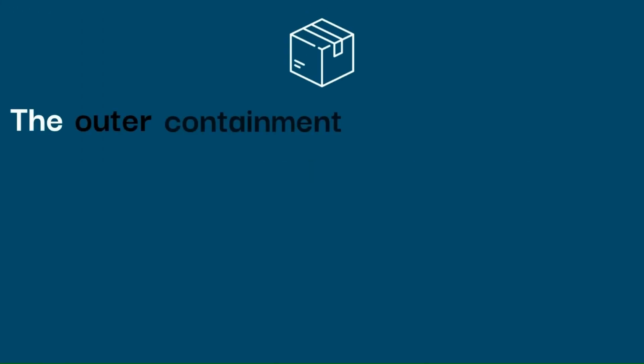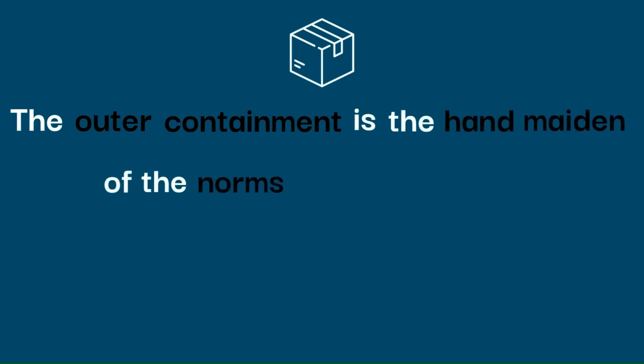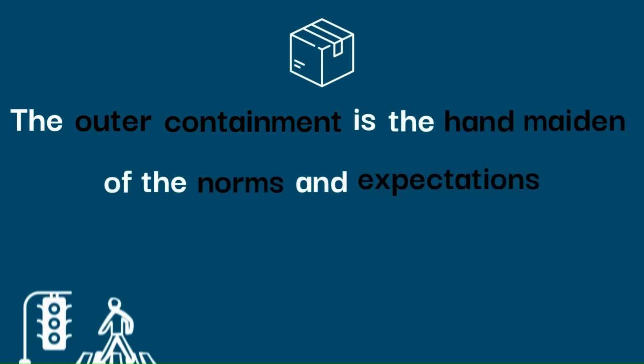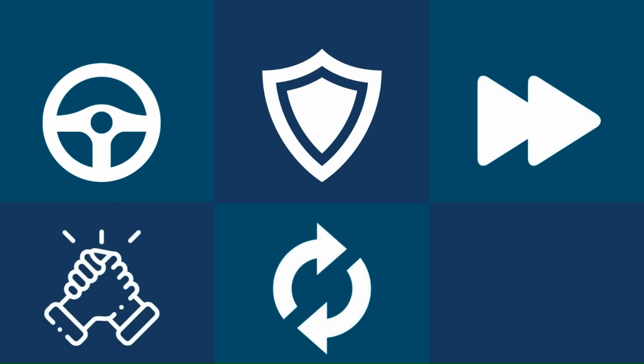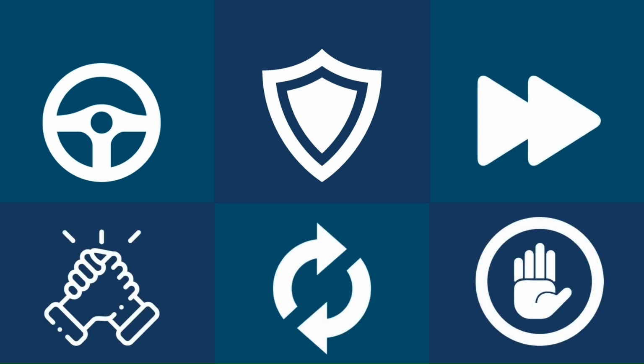The outer containment is the handmaiden of the norms and expectations. It limits and designates rules for its members, unifying it and preventing deviance from the society. It is the holding power of the group. It contains, steers, shields, diverts, supports, reinforces, and limits its members.